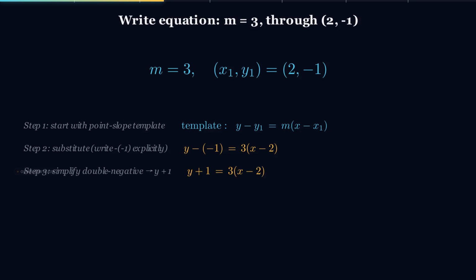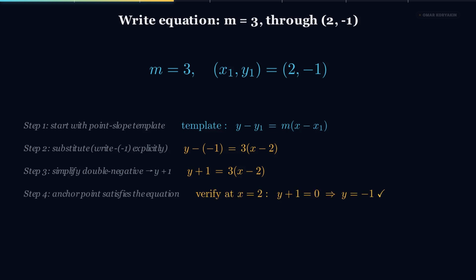Step 3. Simplify the y minus y1 expression on the left. Y minus -1 equals y plus 1 because subtracting a negative is the same as adding the positive. So the equation simplifies to y plus 1 equals 3 times the quantity x minus 2. This is the cleanest standard form for point slope.